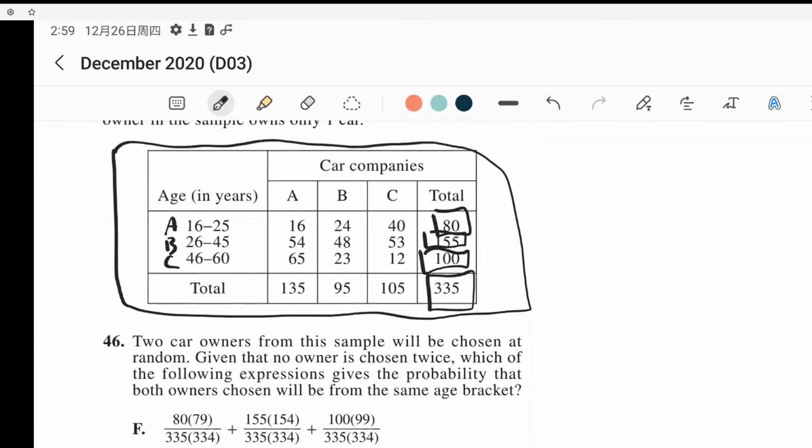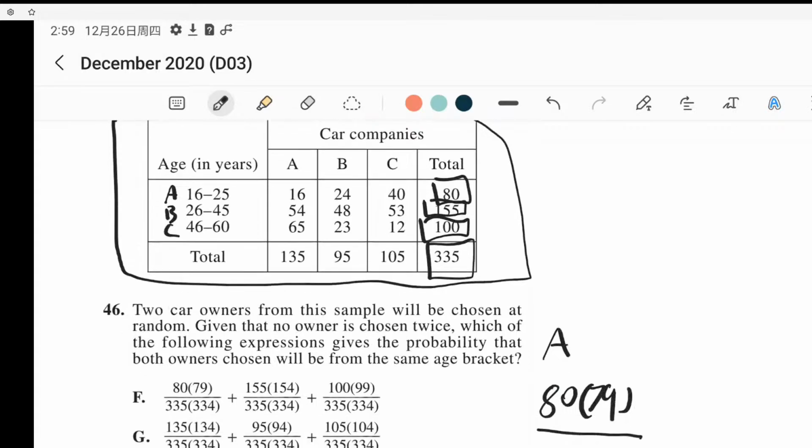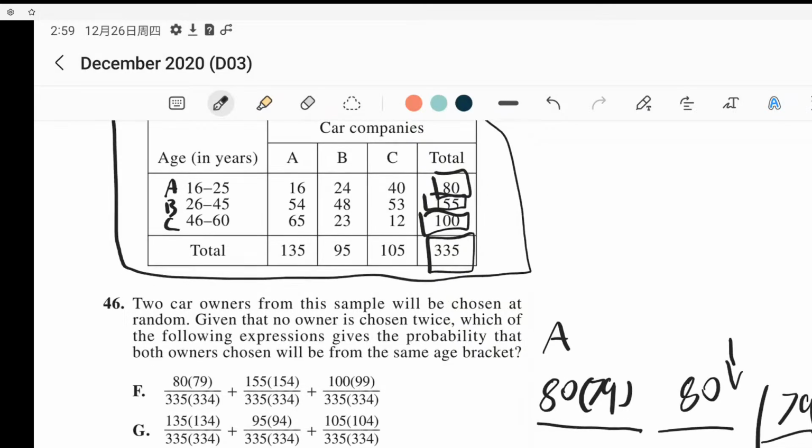Because we consider each case. The first one, we have 80. So for case A, we have 80 and then 80 minus 1 is 79. And then we have this multiplied because we could break this to 80 over the total, which is 335, multiplied by 79 over 334, because we chose one person already, so we subtract 1 from the total and 1 from the group. This should be accounted for each one.